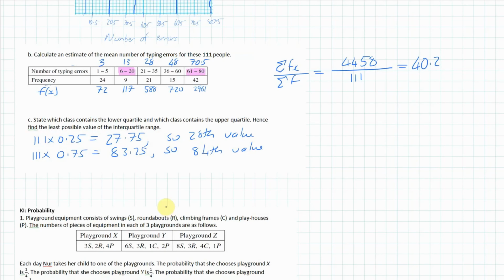Now, we're trying to get the lowest value of the interquartile range. So you take the lowest value of the upper quartile and take away the highest value of the lower quartile to get the smallest possible interquartile range, which is 41.